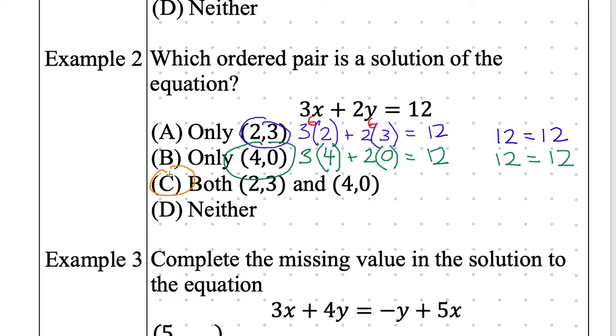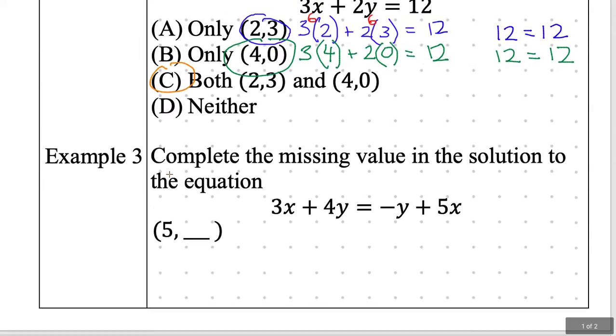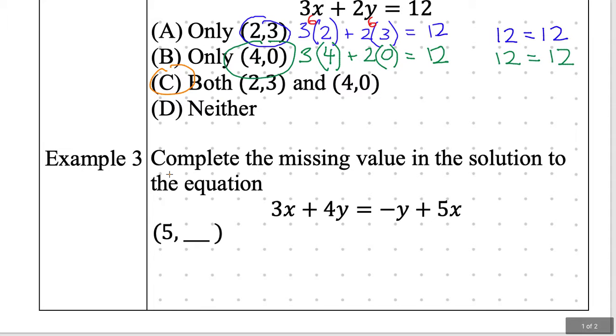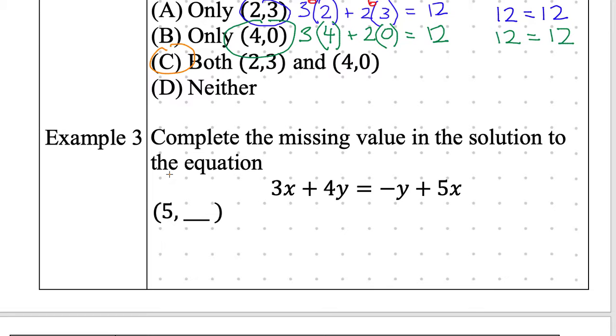All right, so then we have a different type of example, example number 3, and I have another one, example 4, that you can try on your own on the back. I know that some of you already know how to do this because I was walking around and you were getting it correct. Complete the missing value in the solution to the equation. Again, we're finding solutions. There are an infinite number of solutions here.